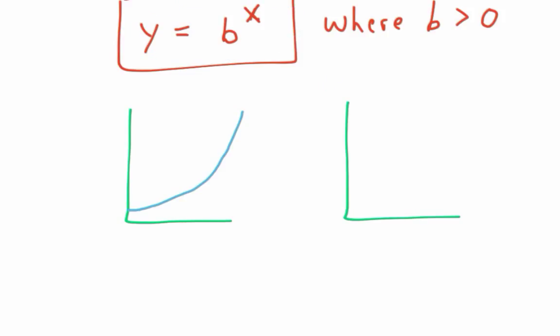The number has to be greater than 1. If I do 0.5 times 0.5 times 0.5, that gets smaller. So the exponential growth is going to be when b is greater than 1. And if you wanted to, you could say, maybe I'll just write, exponential growth.